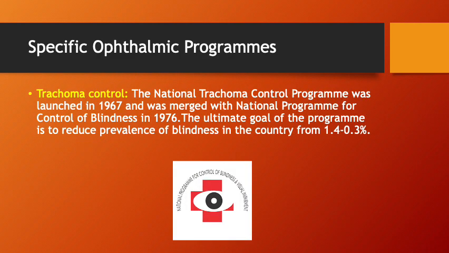Now are the specific ophthalmic programs. Firstly, we have the trachoma control. The trachoma control program was launched in 1967 and was merged with the National Program for Control of Blindness in 1976. The ultimate goal of the program is to reduce the prevalence of blindness in the country from 1.4 to 0.3%. And this picture shows the logo for the program.